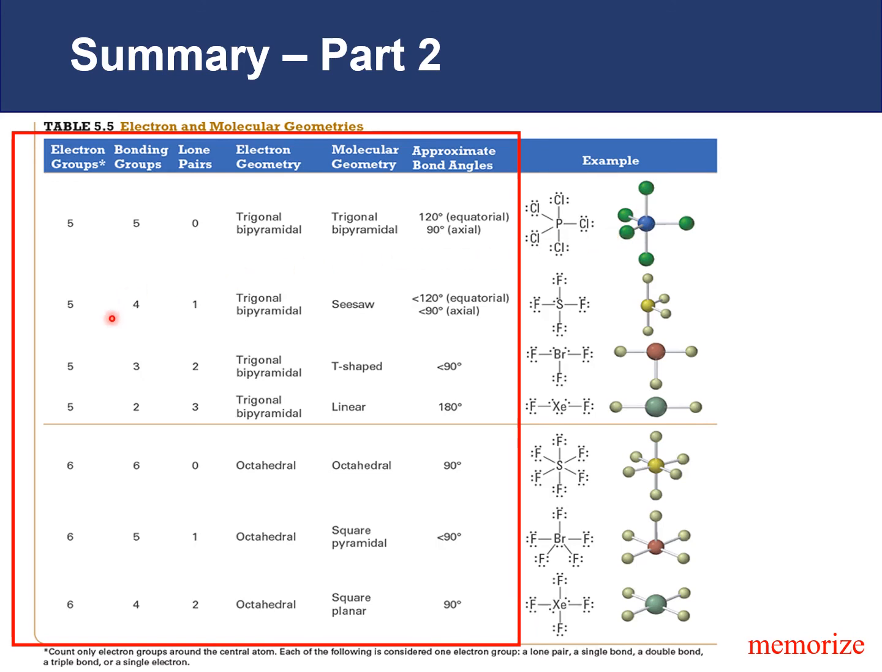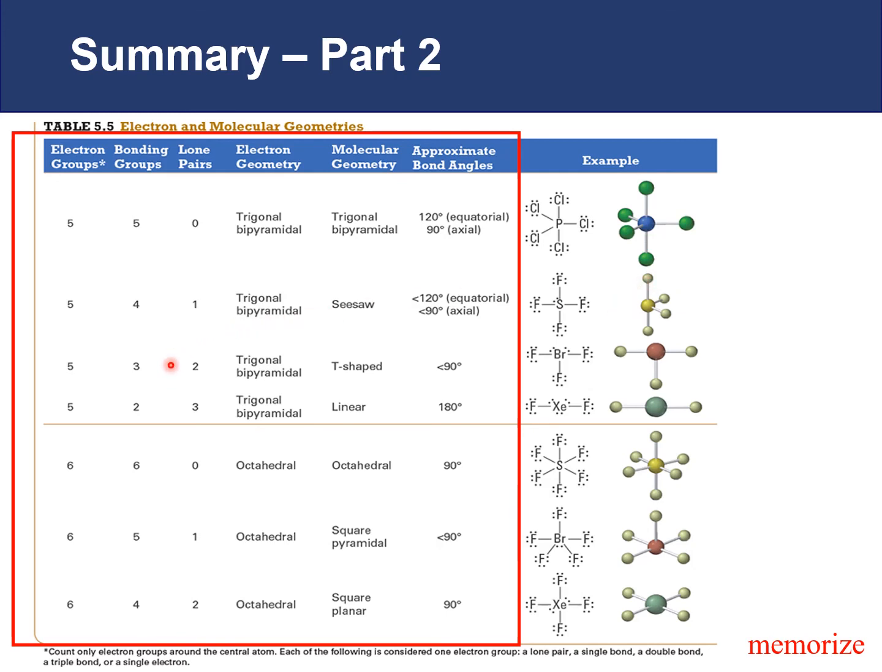Swapping out one of our bonding groups for a lone pair, our electron geometry will still be trigonal bipyramidal, but now our molecular geometry will be seesaw. The angles are similar to those of the trigonal bipyramidal, except they contract slightly, and so the bond angle around the equator will be less than 120, and for our axial to equatorial angles, this will be less than 90. The name again is seesaw because if you take your equatorial positions and lay them on a table, it looks kind of like a playground seesaw.